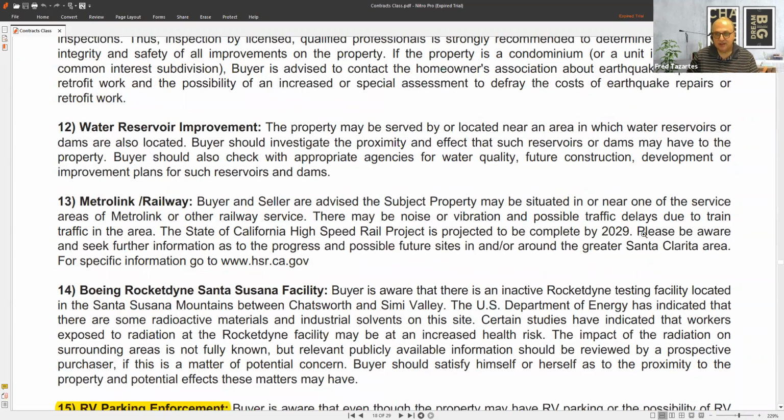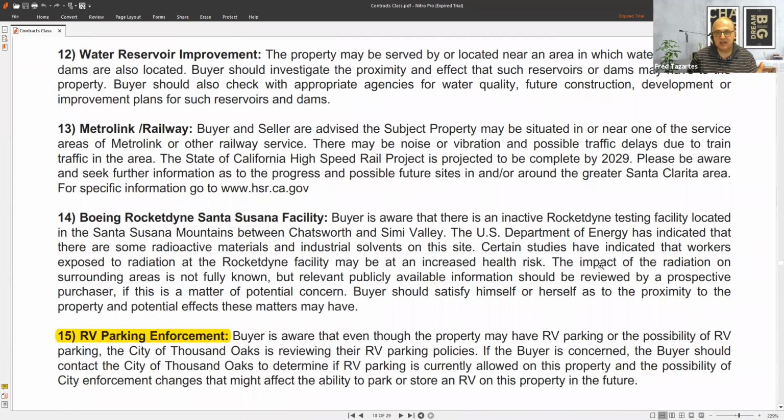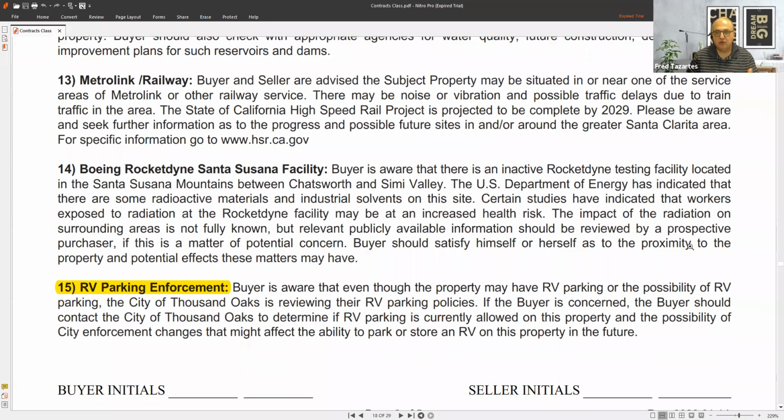Metrolink Railway. Again, something that's supposed to happen. We have no idea. Rocketdyne Santa Susana facility. This was a plant that tested rocket engines. I guess they had contaminated land. We have one over here called Termite, which we're still trying to clean up. So again, it's just disclosing these are issues. Parking enforcement. I know there are certain cities like Santa Clarita that have RV parking enforcement. Looks like Thousand Oaks and other areas. If you have an RV, research what the requirements are in your area.